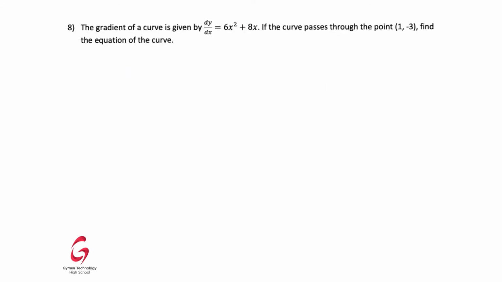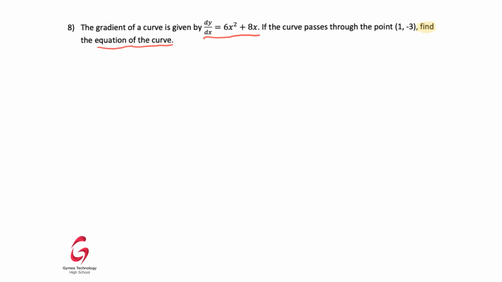With example number 8, we're given the equation of the gradient of a curve, and then it says if the curve passes through the point (1, negative 3), find the equation of the curve. Okay, so our key verb again is find, and we're given the function of the derivative, and we're asked to find the equation of the curve. So we're going to be looking back at the original equation.